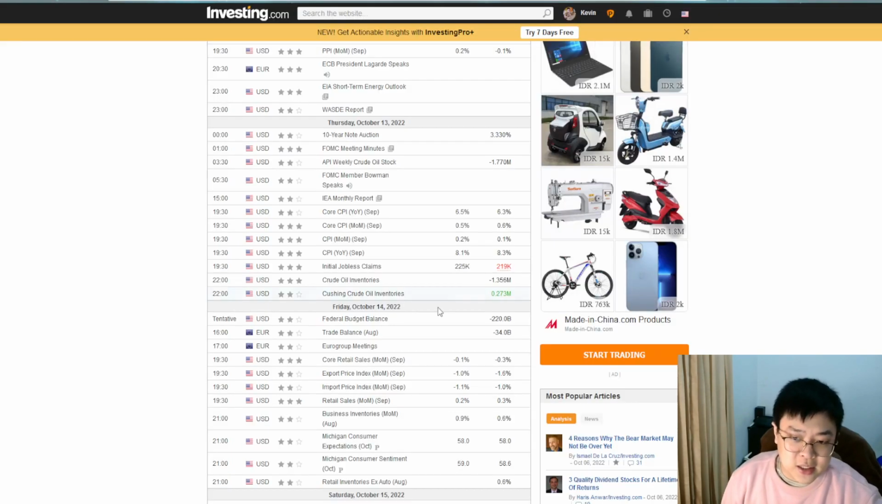But the problem is, can we see the CPI drop even below this 8% right now? Because if that happens, it's going to be a good indication that maybe we can see the Bitcoin price in this October having a relief rally.